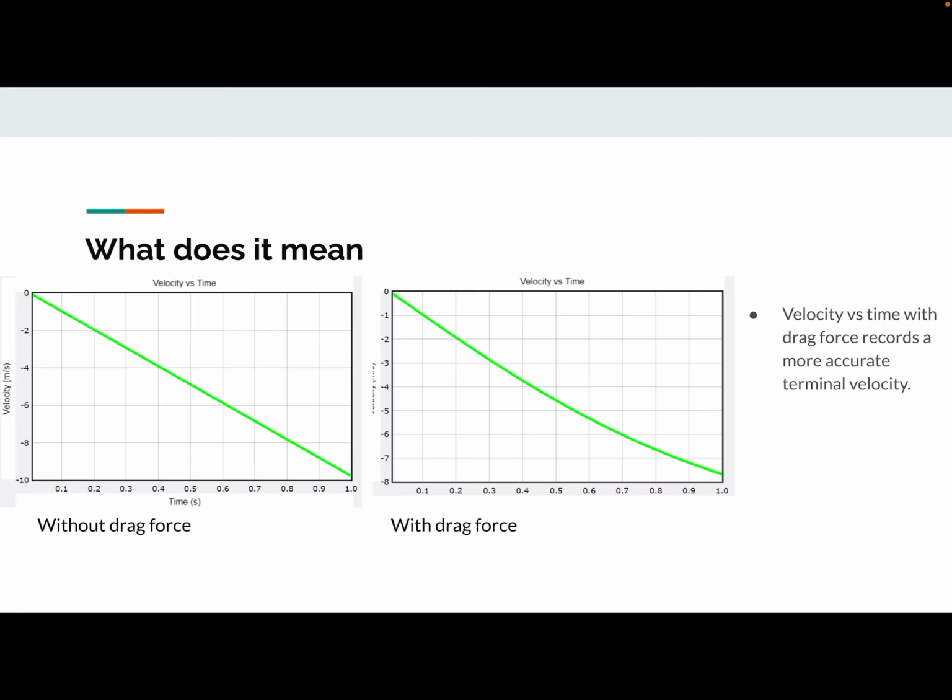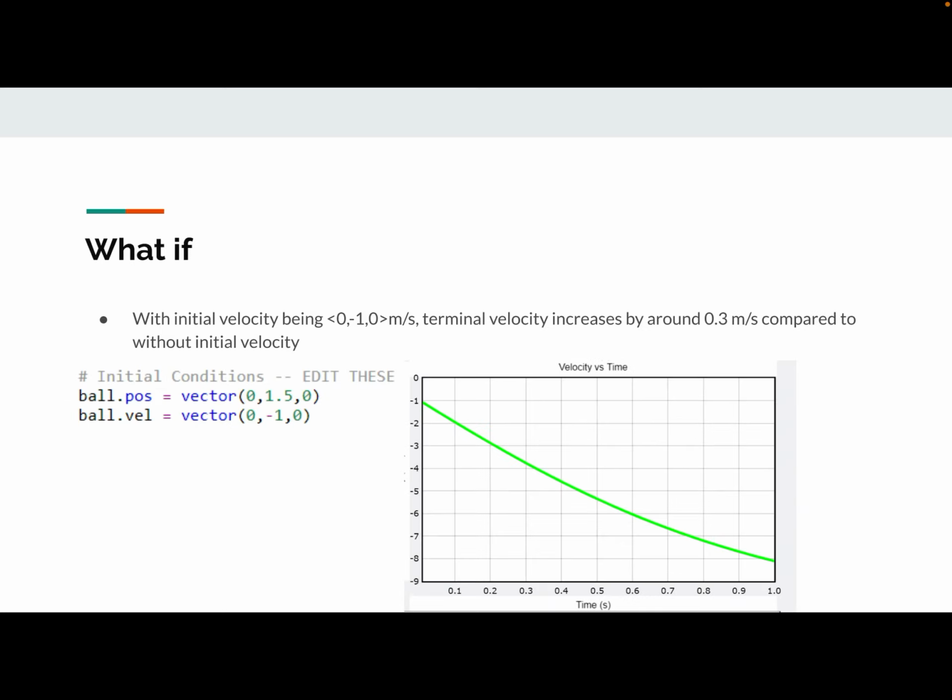So in this case, the question is what does it mean when it reaches terminal velocity, meaning that force of gravity and force of drag are equal. That means that F net is equal to 0, and therefore velocity becomes constant. That will be with drag force, because then velocity becomes constant.